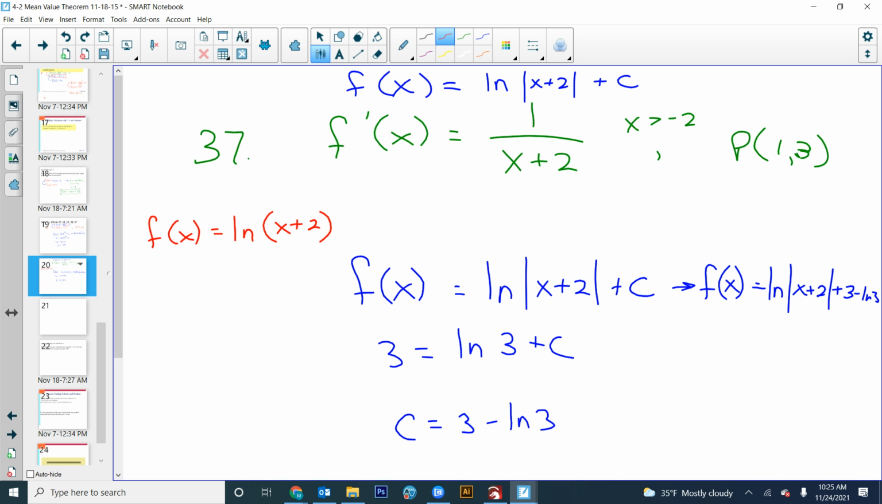Wait a minute. How are you going to get slopes at like -5? This function doesn't exist when x is -5. Do you agree? How are you going to get a slope there? You can't. You can't get a slope when the function didn't exist there. So we must restrict the domain of ln by putting absolute values around it.